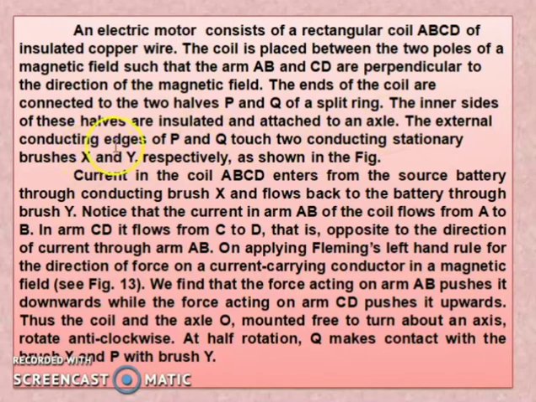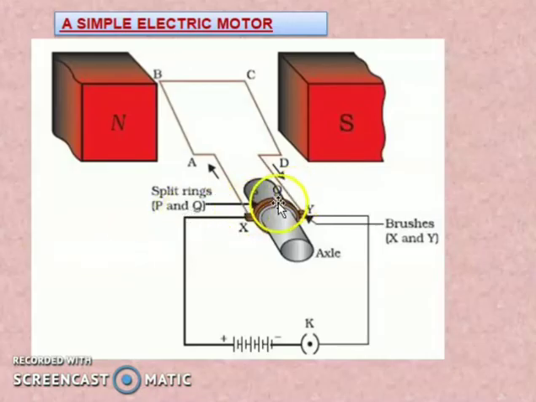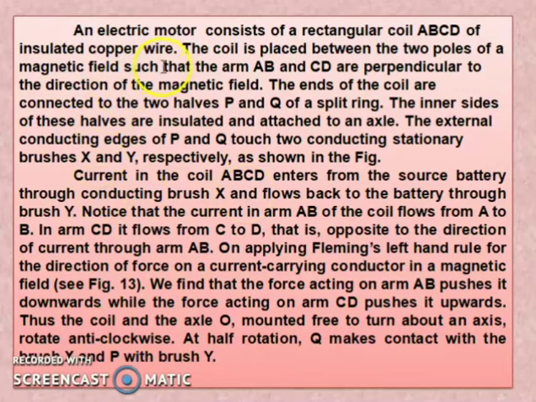The external connecting edges of P and Q touch the two conducting stationary brushes X and Y. So P and Q will be connected to the brushes X and Y. This is the construction. Now we will see the working.